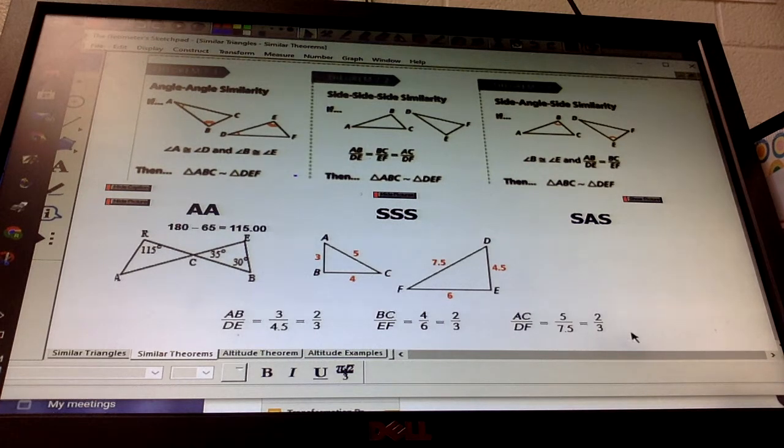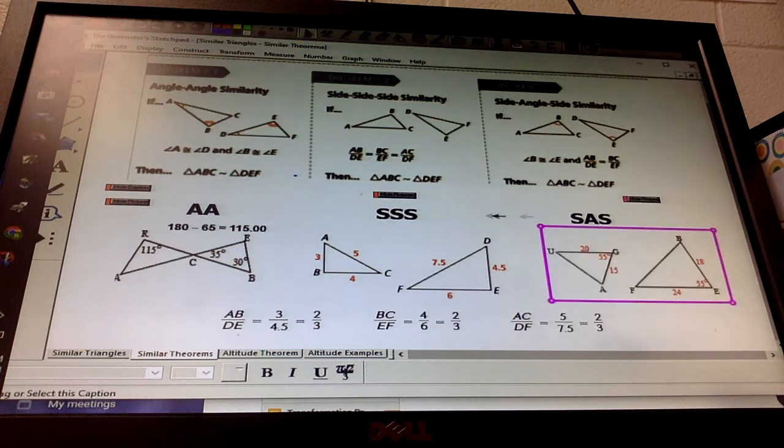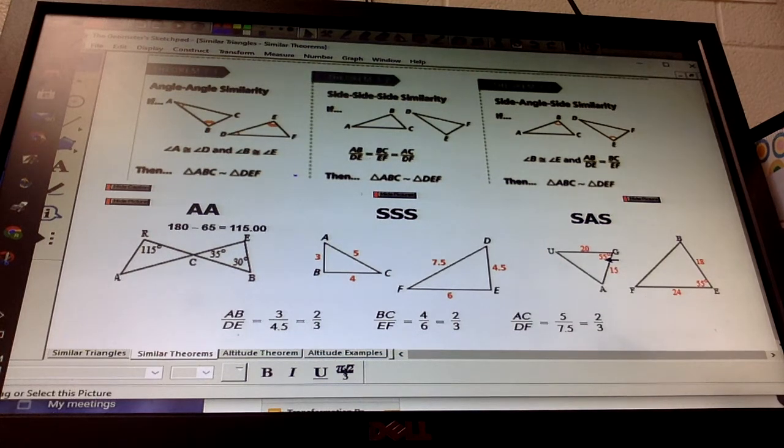So if I set up those ratios, in this example, they reduced the fractions. All three fractions reduced to 2/3. That means those are proportional. So side would be a shortcut. And then this one that's not used very often is side angle side. So the included angle. If you remember congruent, side angle side meant that they're the same.